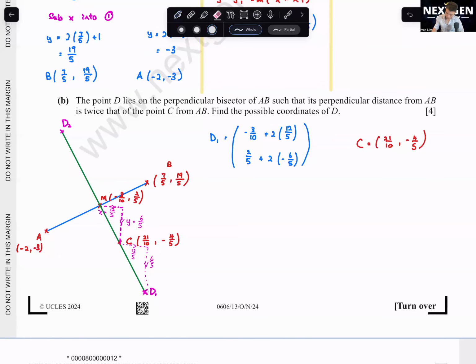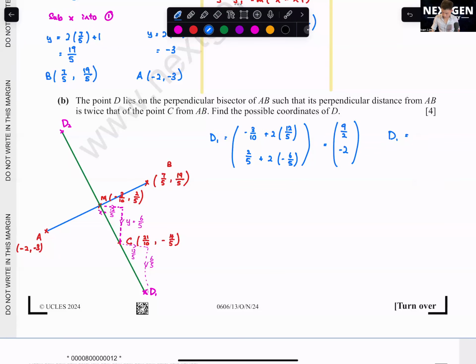Okay, can you see the calculation? So calculate this plus 2 times 12 over 5. Over here will be 9 over 2. And the bottom here, 2 over 5 plus 2 times minus 6 over 5. We'll get minus 2. We will write it in coordinate form. So 9 over 2, negative 2. So this is based on the first one at the bottom.